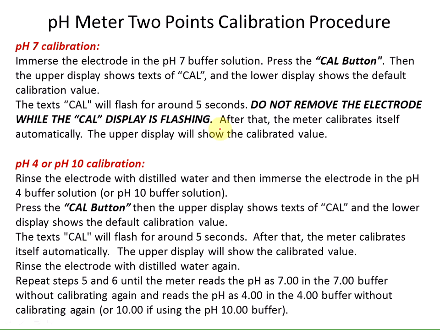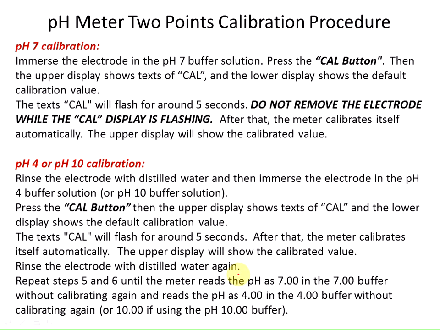You will then have to calibrate at a second pH value. So you'll be doing it at either a pH of 4 or 10. If you're doing it at a pH of 4, you'll use the pH 4 buffer. Be sure to rinse the electrode with distilled water and then immerse the electrode into the pH 4 buffer solution. Again, press the Cal button until you see the Cal display, and the Cal display will then flash for around 5 seconds. Again, keep the pH probe submerged in the buffer, and after that your pH meter will be calibrated.